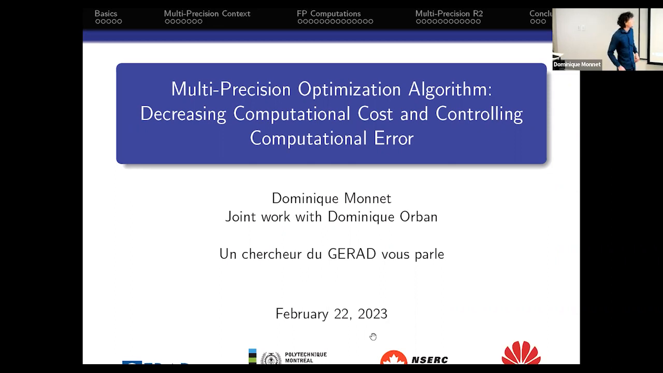So what we're going to see today is a continuous optimization algorithm, and what we're going to try to do with that is to see if we can run it with multi-precision. So we're going to try to save as much computational cost as possible when running this algorithm. A bit blurry right now, but I'll give you more context in the talk.